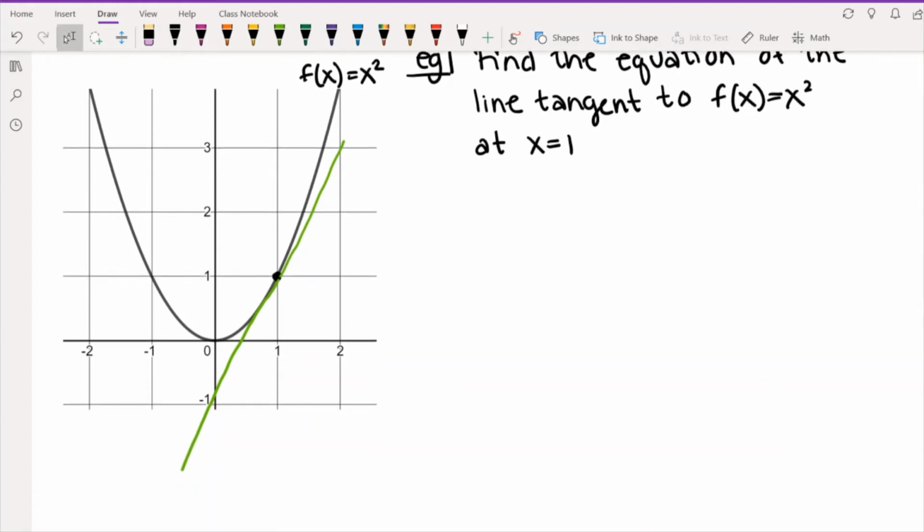So every time you have one of these tangent line equations, you want to split it into two steps. The first step is, what is the slope? You need to know what the slope is. In this case, we already did this in the previous video, where we found the slope of this tangent line.